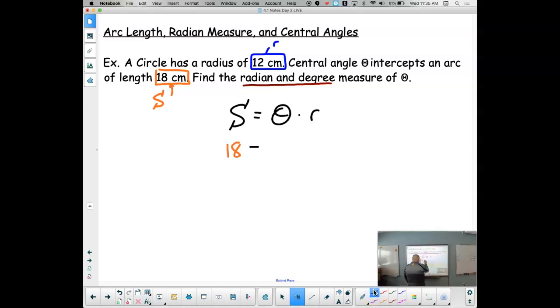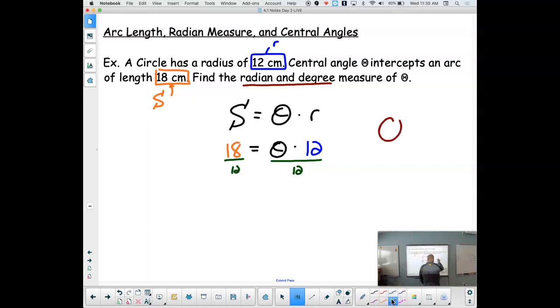My theta I don't know, and my radius is 12. Okay? So if I solve that for theta, I would divide both sides by 12. Dividing by 12 then is going to give me that theta here is equal to 3 halves, or 1.5 radians there. Okay? Either one of those would work for me there.